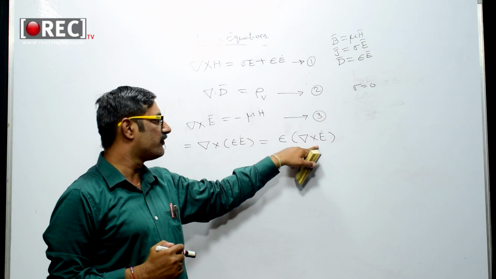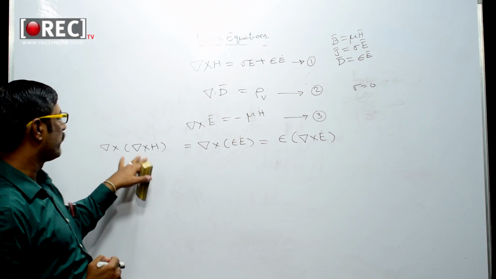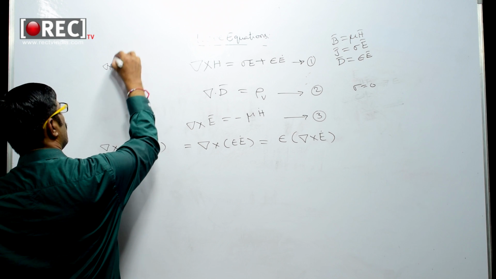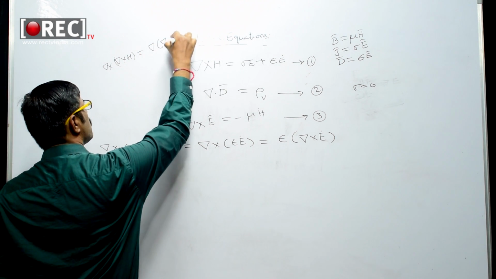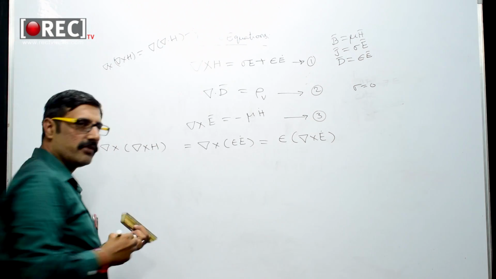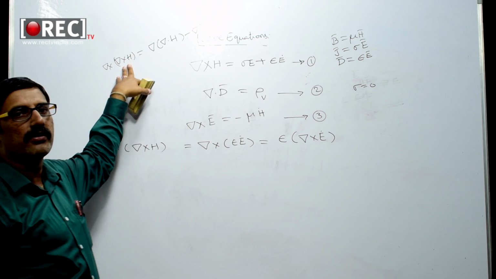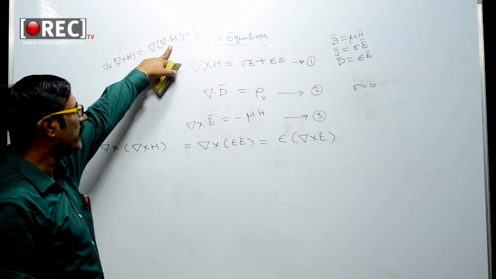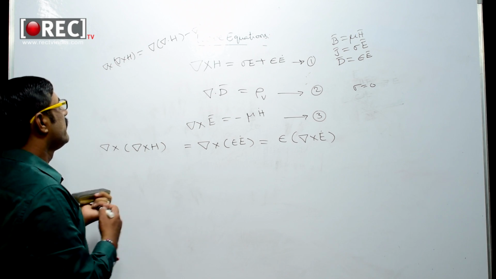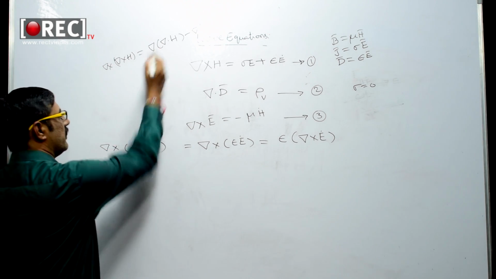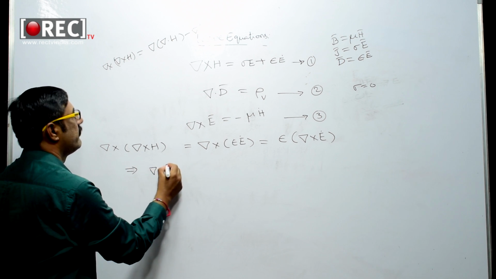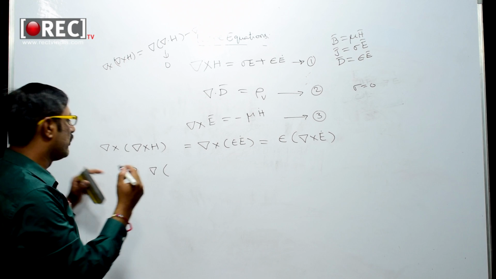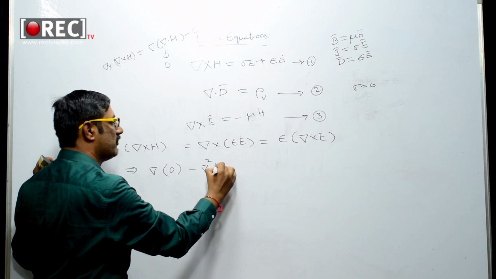Now, coming to the LHS of this equation, it is del cross of del cross H. Now, we have a vector identity: del cross del cross H is equal to del of del dot H minus del square H. Okay, so that is the expansion of this double curl. Now, using the law del dot B equal to 0, this term can become 0. Why? Because del dot B is equal to 0 by the law of conservation of flux. So del of 0 minus del square H is equal to, yeah.